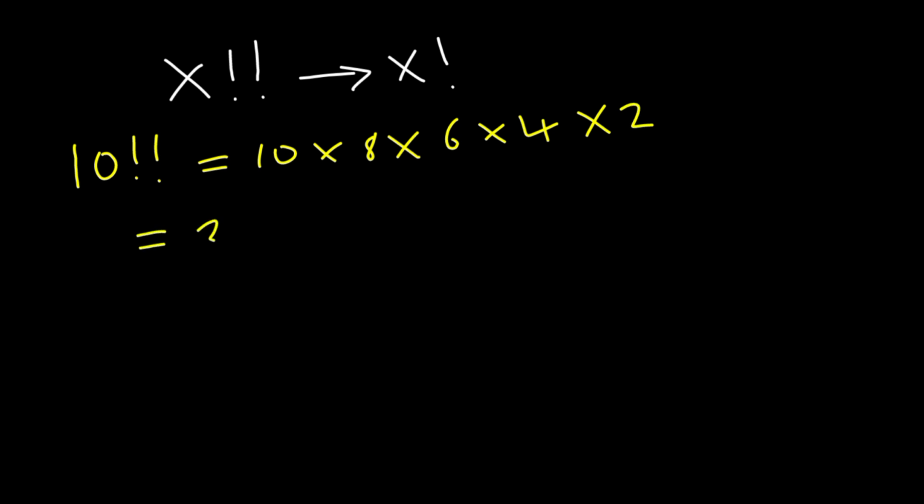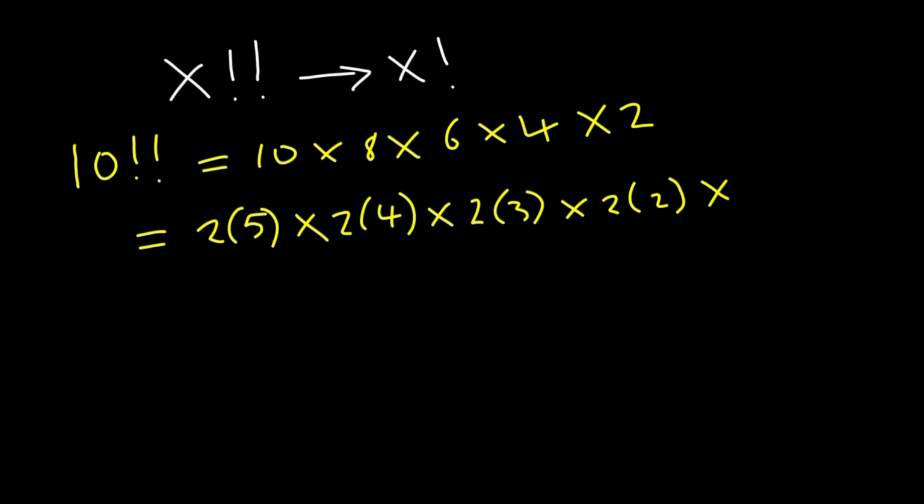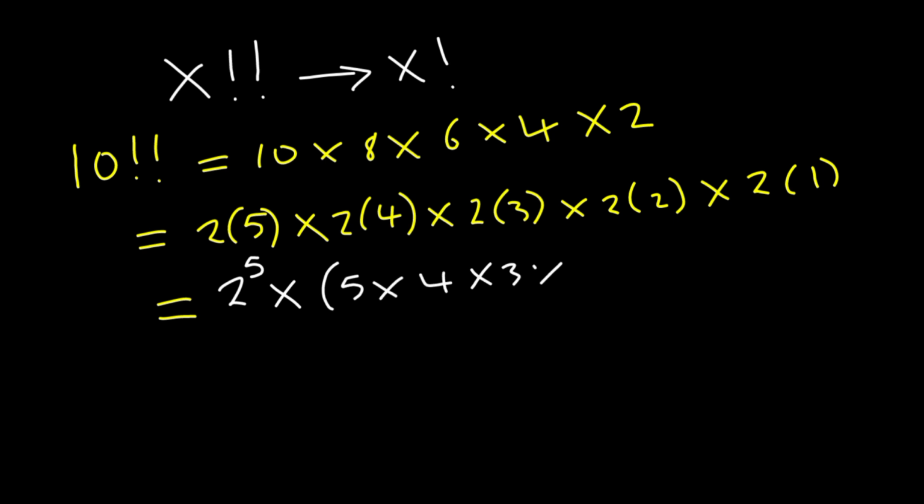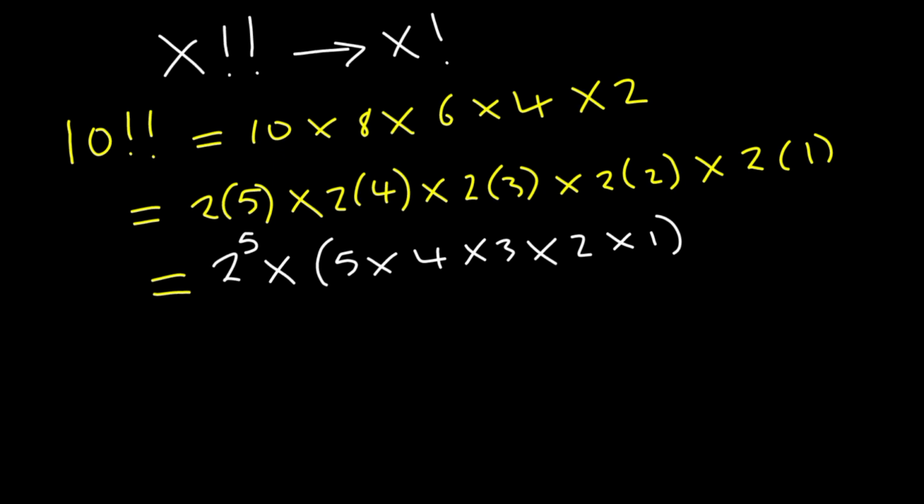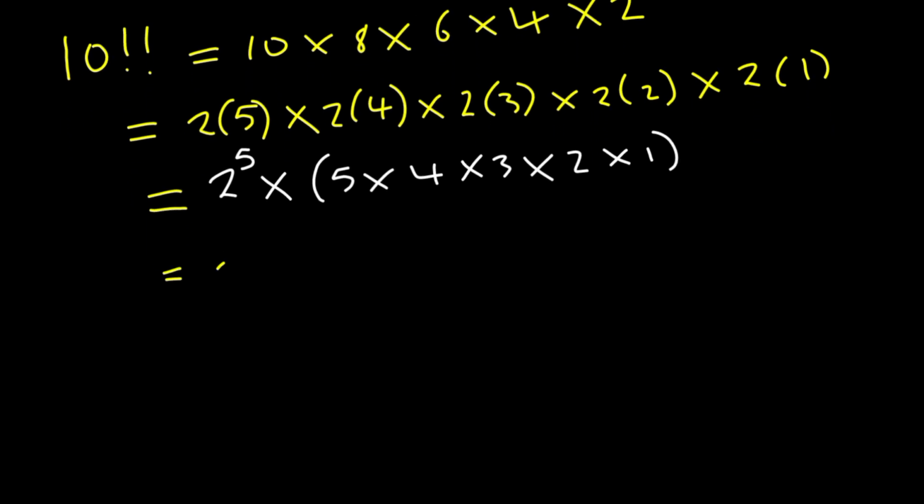So here guys, we can go ahead and factor out the 2's and say 2 times 5. Then here we have 2 times 4, then 2 times 3, then 2 times 2, and then 2 times 1. Right? So then when we multiply the 2's, we are going to have 2 to the power of, we have 1, 2, 3, 4, 5, 2 to the power of 5. Then times, and when we multiply the other numbers, we have 5 times 4 times 3 times 2 times 1. And guys, when you watch closely, you will notice that 5 times 4 times 3 times 2 times 1 is the same thing as 5 factorial, right?